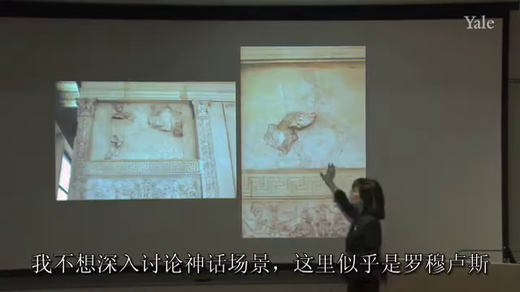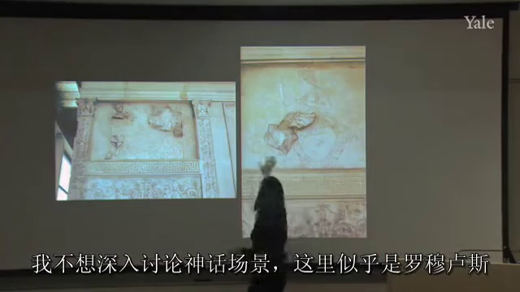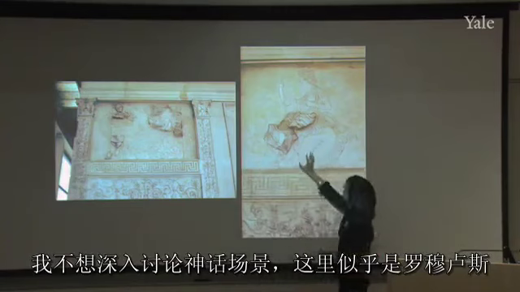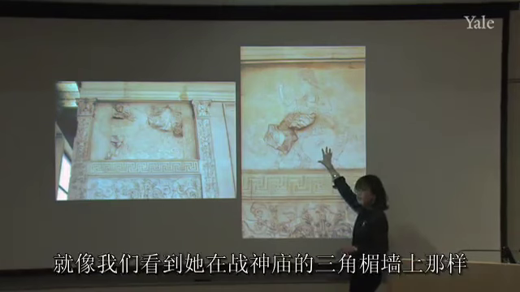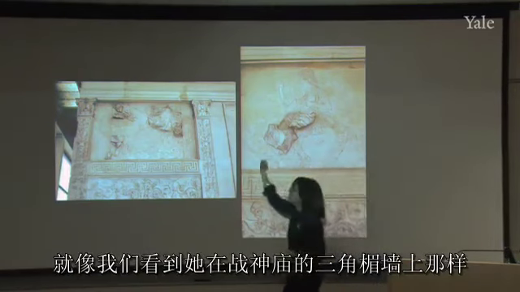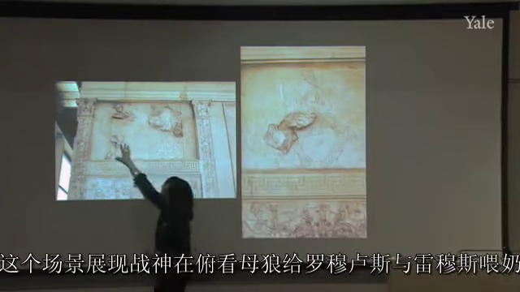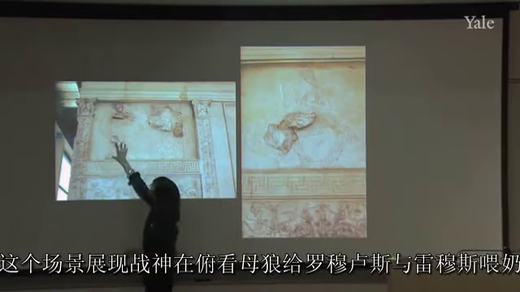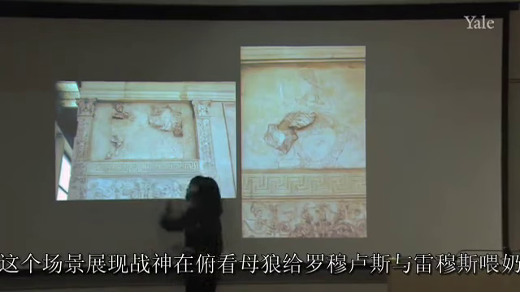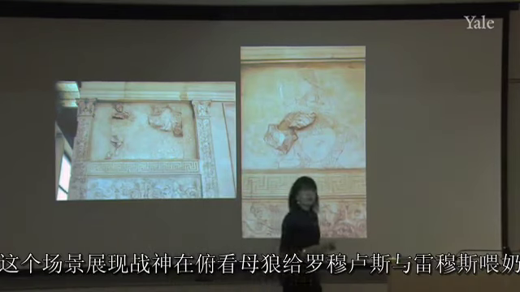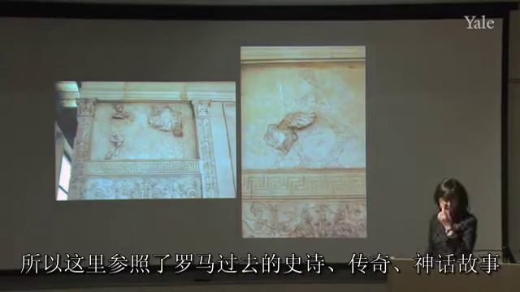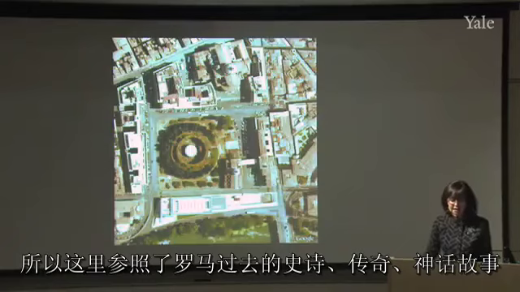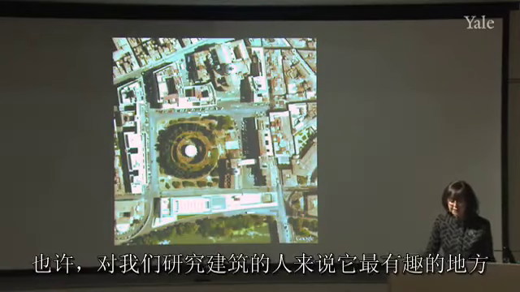Again, I'm not going to go in any detail into the mythological scenes, but they are scenes like Roma seated on a pile of arms and armor, just as we saw her in the pediment of the Temple of Mars Ultor, and here a scene that seems to have shown Mars overseeing Romulus and Remus being suckled by the she-wolf. So references to Rome's historic and also legendary and mythological past clearly in this monument.